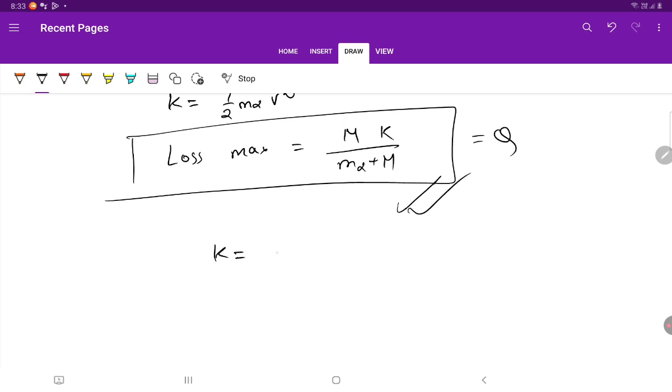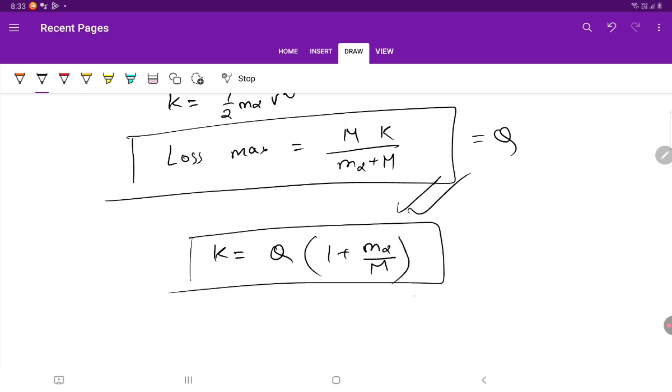This is equal to the Q value. Writing the kinetic energy in terms of the Q value, you get (1 plus small m alpha by capital M) times Q, and that's the answer. Basically, this is the relation for the kinetic energy to be given to the alpha particle to make the reaction fruitful. Observe one thing: the kinetic energy is actually more than the Q value, since the ratio 1 plus m alpha by capital M is positive. So the kinetic energy required is more. This is an important thing to observe.